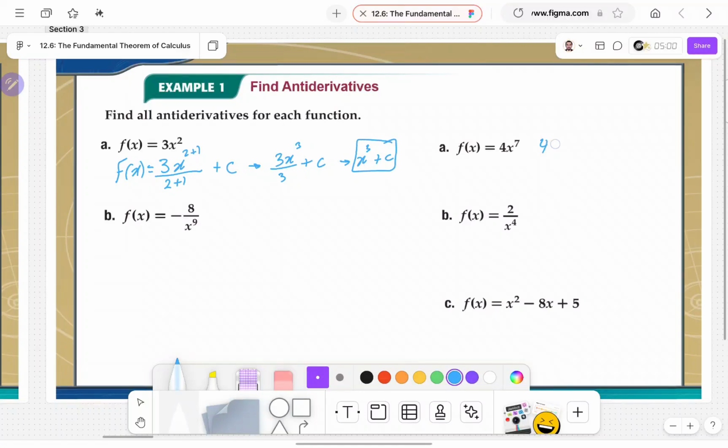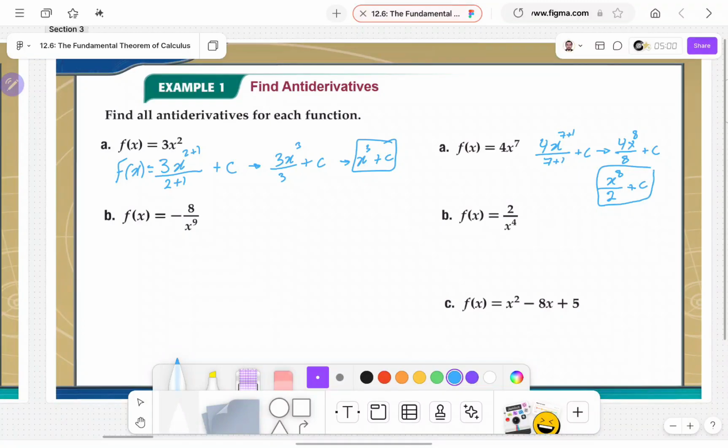Same idea. 4x to the power 7 plus 1 over 7 plus 1 plus c. Then it will be 4x to the power of 8 over 8 plus c. Now let's divide everything by 4. So we will get x to the power of 8 over 8 divided by 4 is equal to 2, plus c. So this is the final answer.